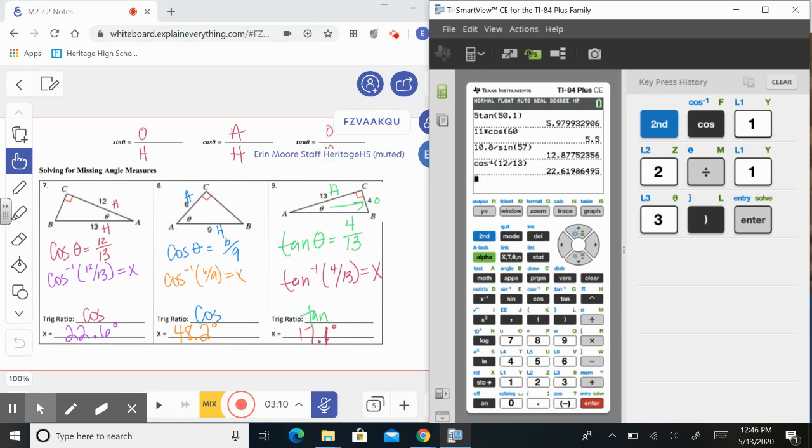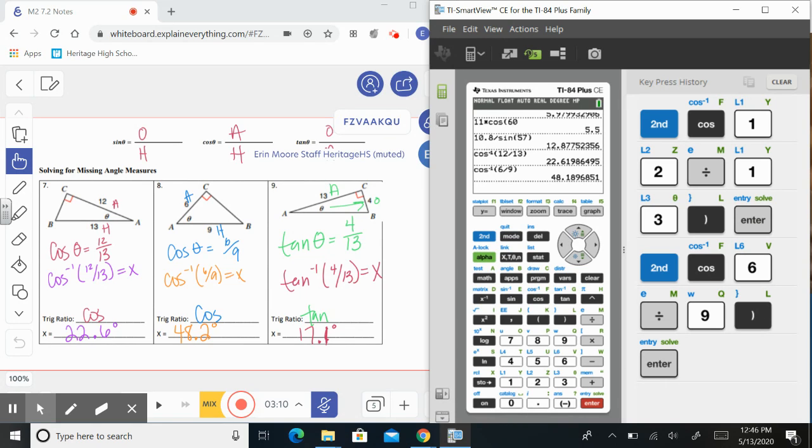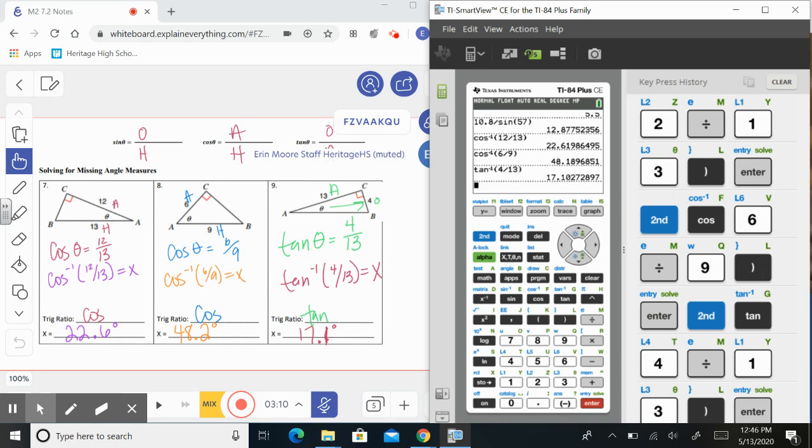So then let's check number 8. So we want to do inverse cosine again. So you hit second cosine because you see that the second button is the blue button, and then the cosine to the -1 is what's written in blue above the cosine button. So that's why it gives us that inverse. So 6 divided by 9 and enter, you get that 48.2. And then last but not least, let's do inverse tangent of 4 divided by 13. And that is going to give us our answer of 17.1.